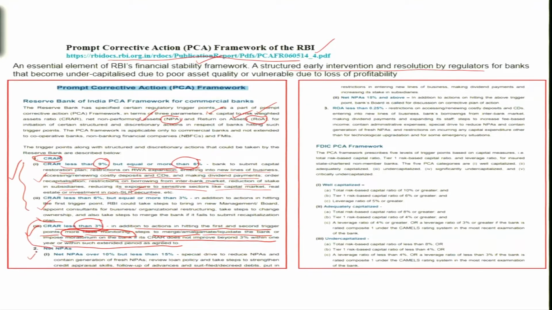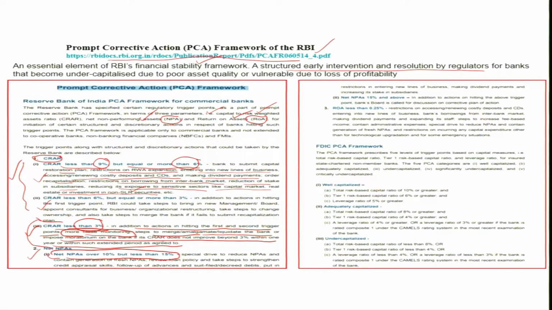The second one is about the non-performing assets of the bank. If the loan quality is very poor, the asset quality is very poor, then the bank will have more and more bad loans. For example, if net NPA is over 10% but less than 15%, that is an indication that the bank's financial health is under risk, right.